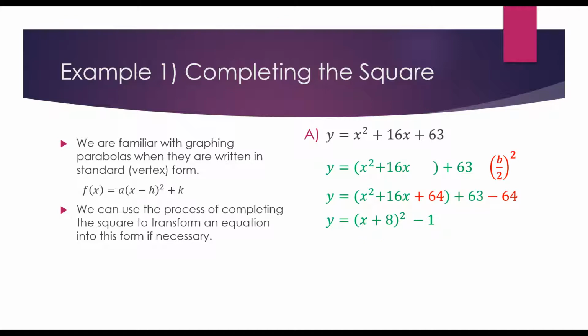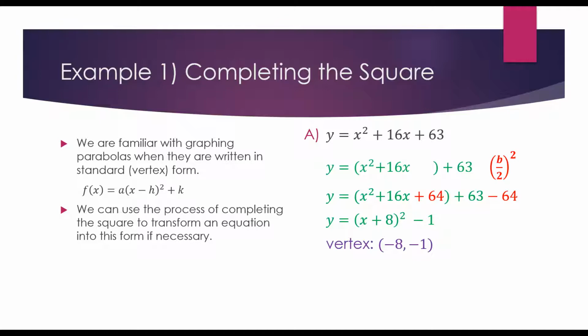Let me back up a second. Do note that this number inside of the parentheses is always going to be half the b value. Half of positive 16 is positive 8. That's what's going to go inside the parentheses. Now that it's in this form, I can look at it. I can tell where my vertex is. That plus 8 is going to move my graph left 8. My minus 1 is going to move my graph down 1. So my vertex is the point (-8, -1).